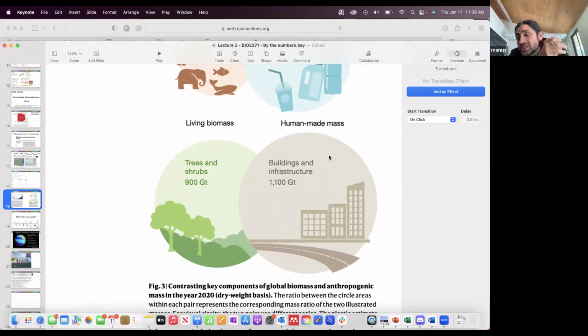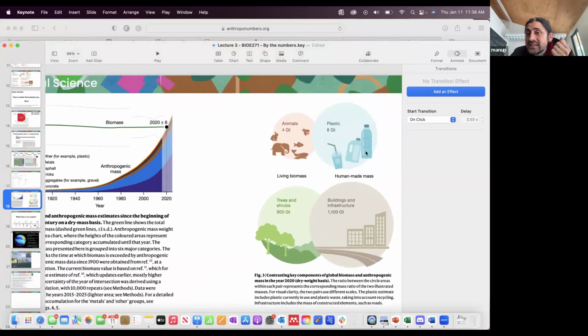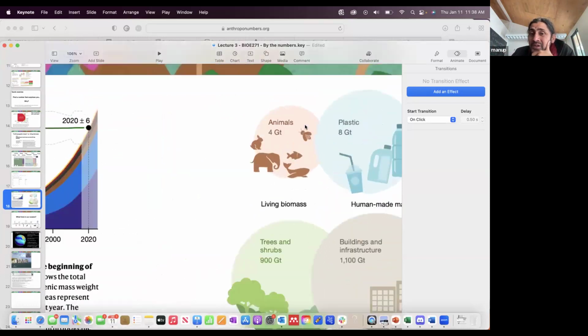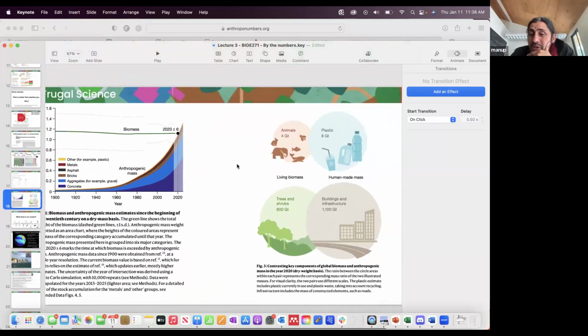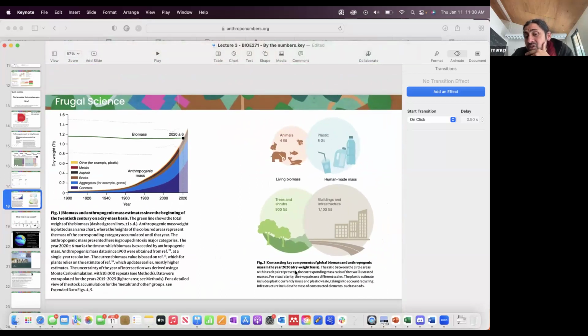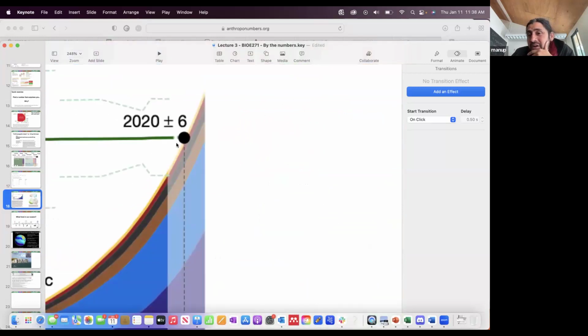I know some of you mentioned interest in synthetic biology, so if you think about this, for the very first time, plastic is 8 gigaton and animals are 4 gigaton. What a remarkable time to be living in, that we have produced more plastic than all the animals combined. This crossover happened around 2020, when the total biomass and the human produced mass met, plus or minus a couple of years.